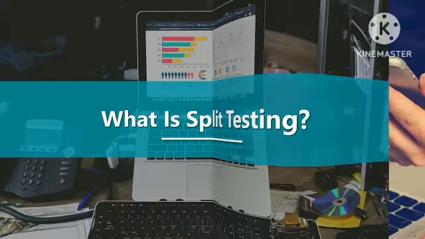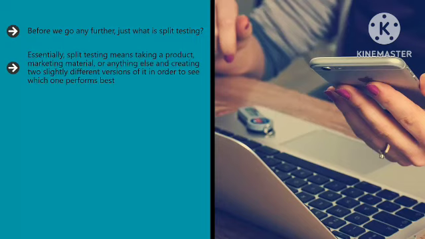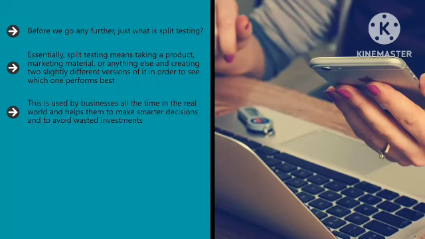What is split testing? Before we go any further, just what is split testing? And what does the term mean in the context of search engine optimization? Essentially, split testing means taking a product, marketing material, or anything else and creating two slightly different versions of it in order to see which one performs best. This is used by businesses all the time in the real world and helps them to make smarter decisions and to avoid wasted investments. Let's imagine for a moment that you own a chain of fast food restaurants that sell only prawn-based dishes, because why not?